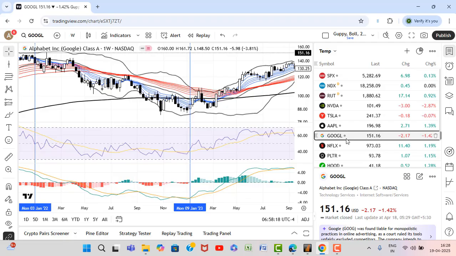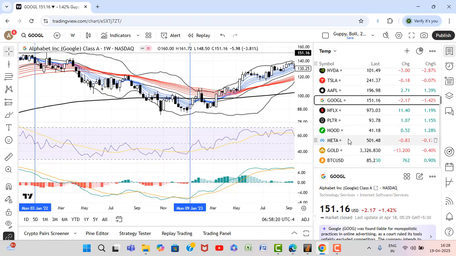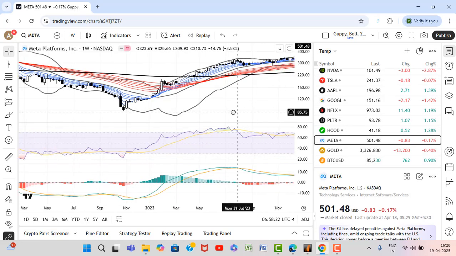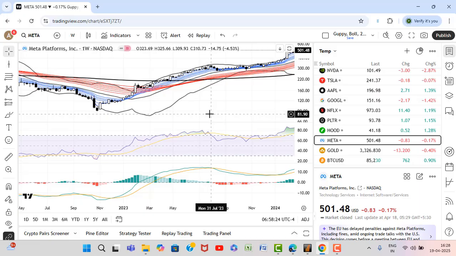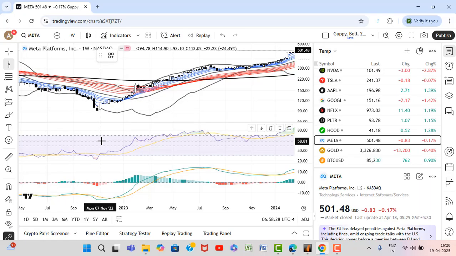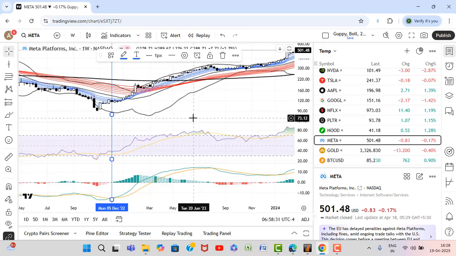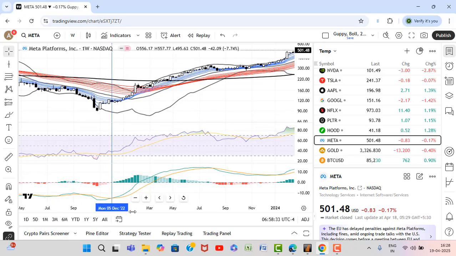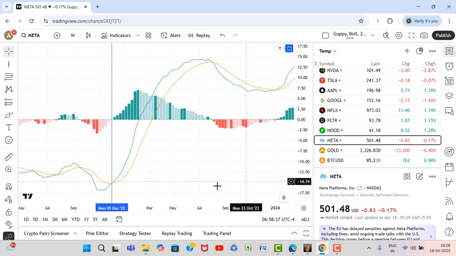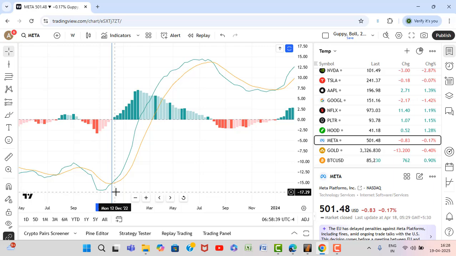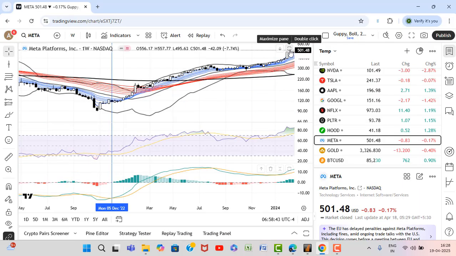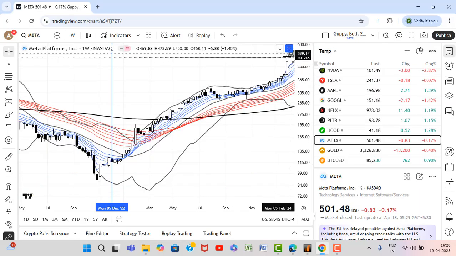Let's see Meta weeklies. We got a signal here, that the green line is crossing through the orange line, and this is a bullish PPO cut. And price after that went quite okay, very okay.